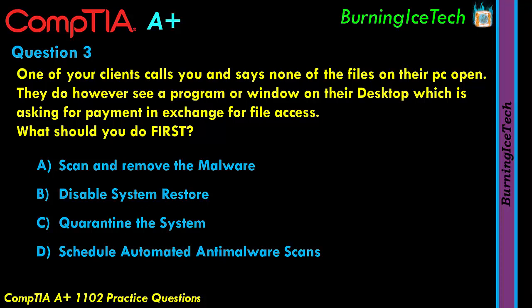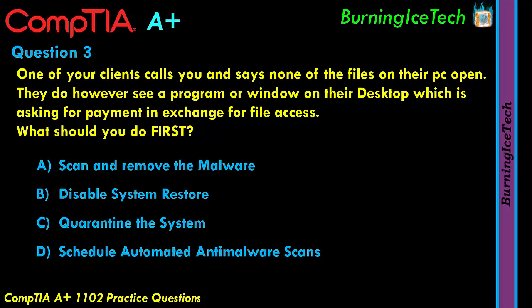So A says scan and remove the malware. So we have a suspicion this might be some sort of malware. So A, it's plausible. B says disable system restore. And that's not going to do anything. That is something you should do in your recovery process, but it's not the first thing you're going to do. C says quarantine that system. Yes, that sounds very plausible. D, schedule automated anti-malware scans. I mean, this should have already been done.